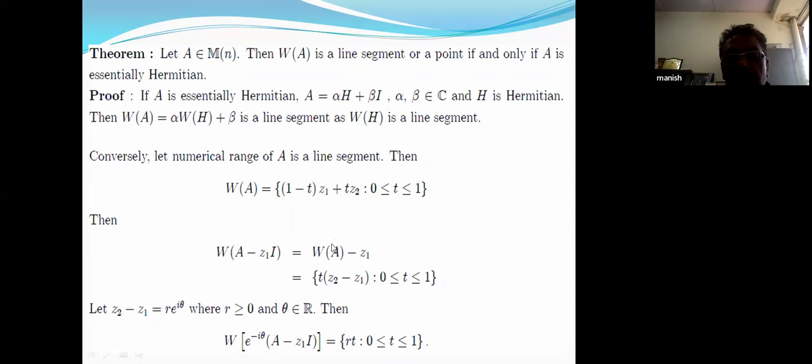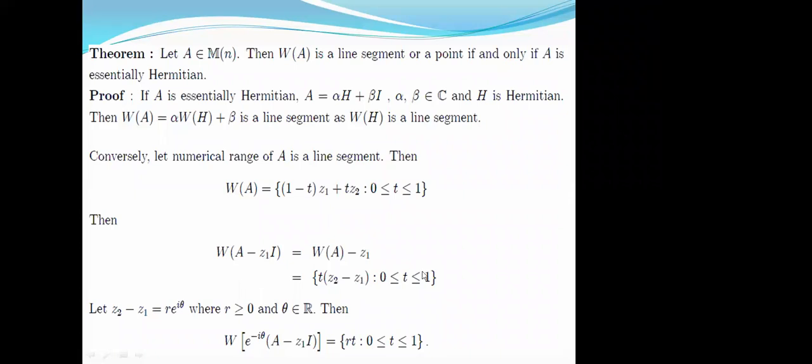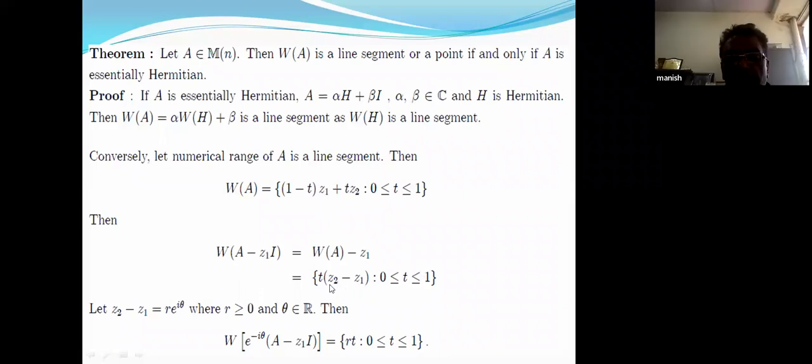Now by the translation property, instead of A, we take this matrix A minus z1 I. By the translation property, this is W(A minus z1). Subtracting z1 here, this comes out to be t times (z2 minus z1), where t lies in the interval 0 to 1. Now z2 minus z1 is a complex number. We write it in polar form, so write here r exponential iota theta t.